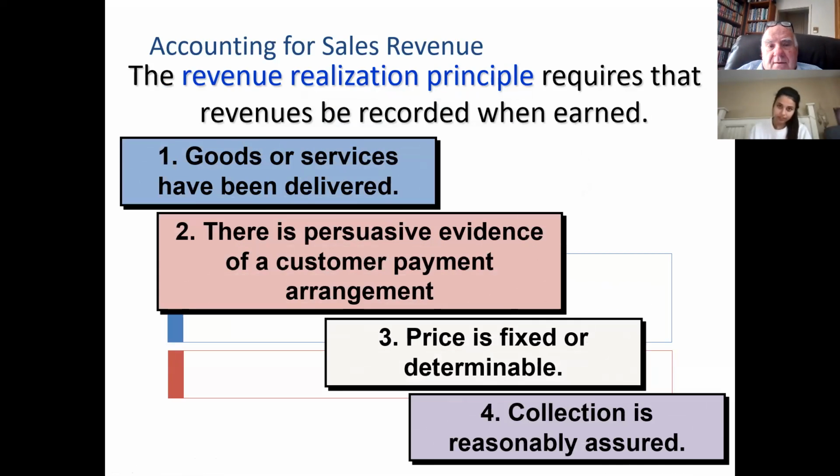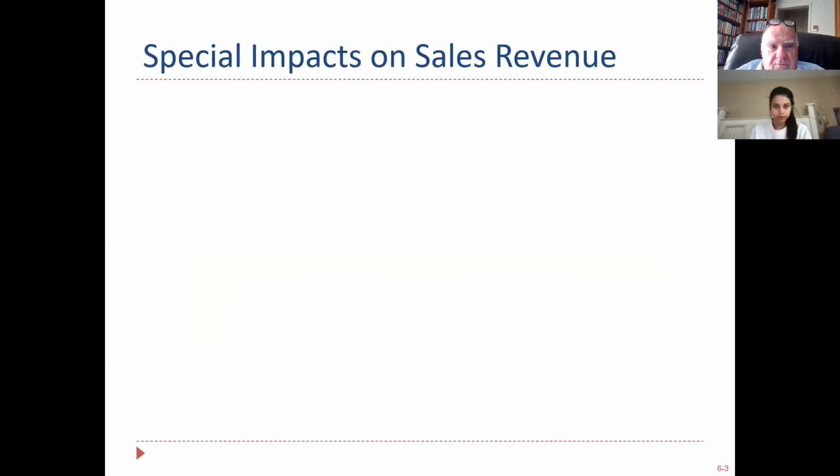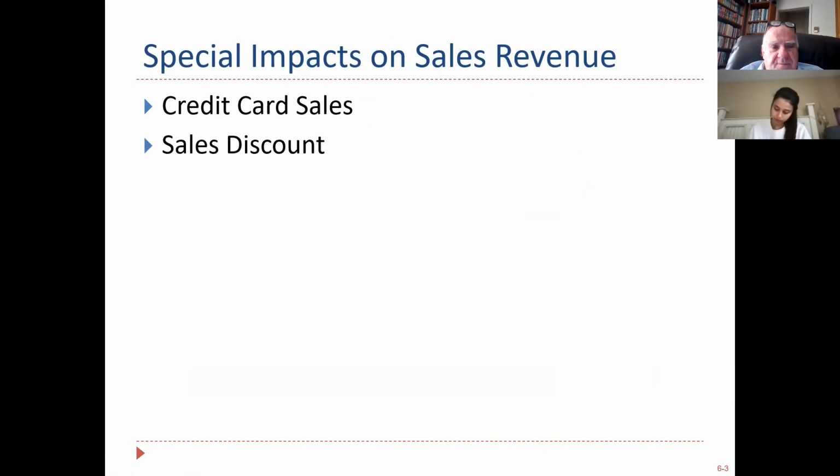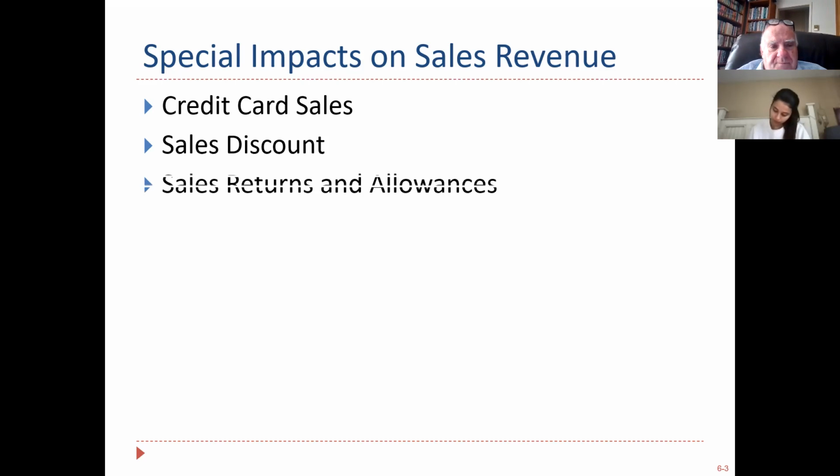We should know now that revenues are recognized when they're recorded. We've gotten beyond that. But your sales can be impacted by certain things. Credit card sales have an impact. Something called sales discounts. And these are not the discounts you see when you walk into a store and you see something is 10% cheaper. Sales returns and allowances.